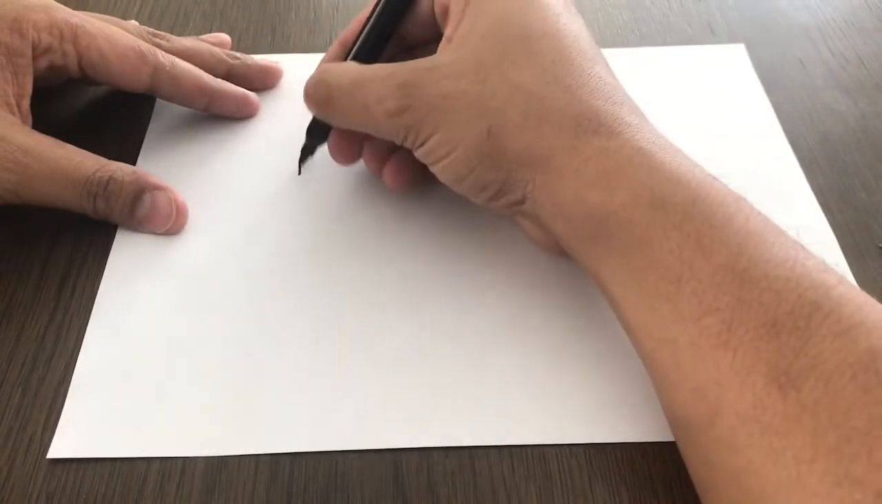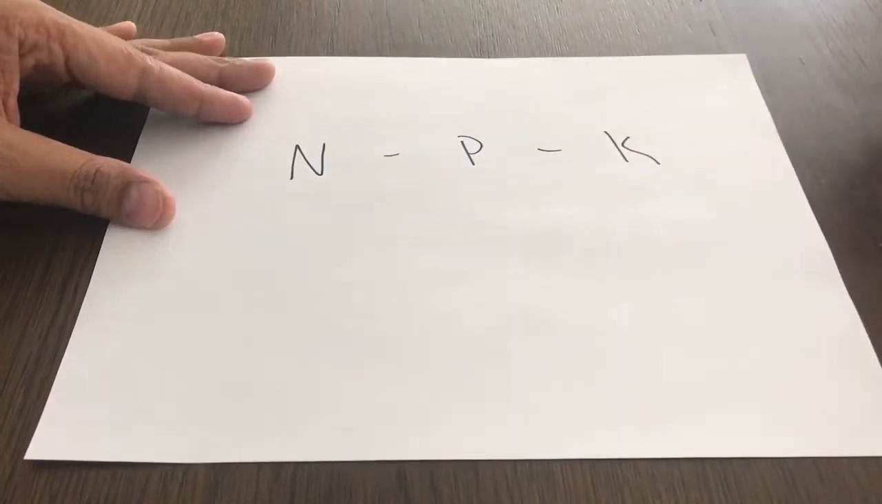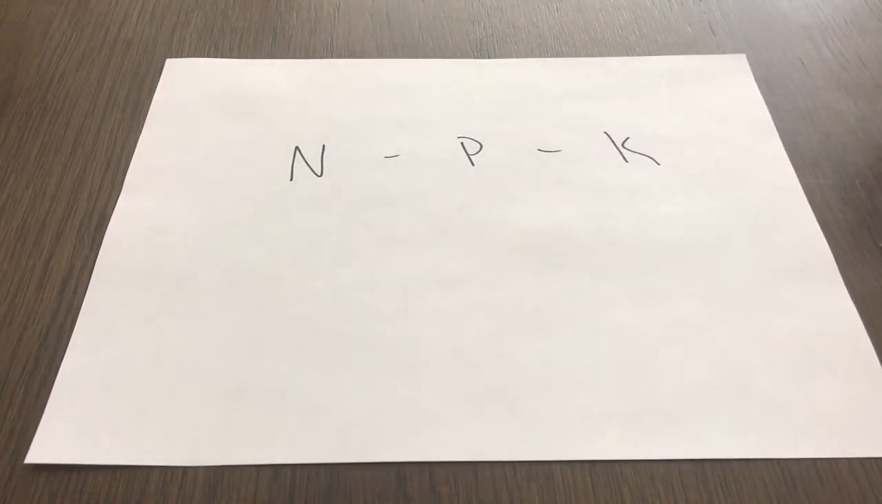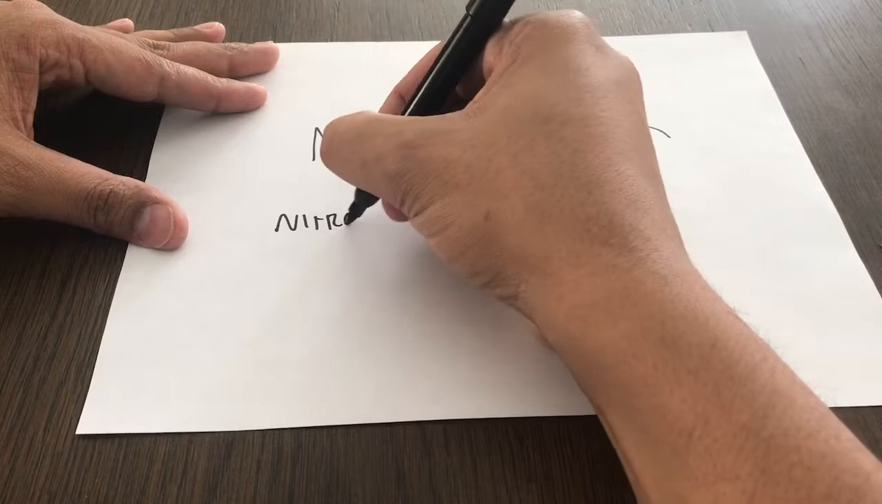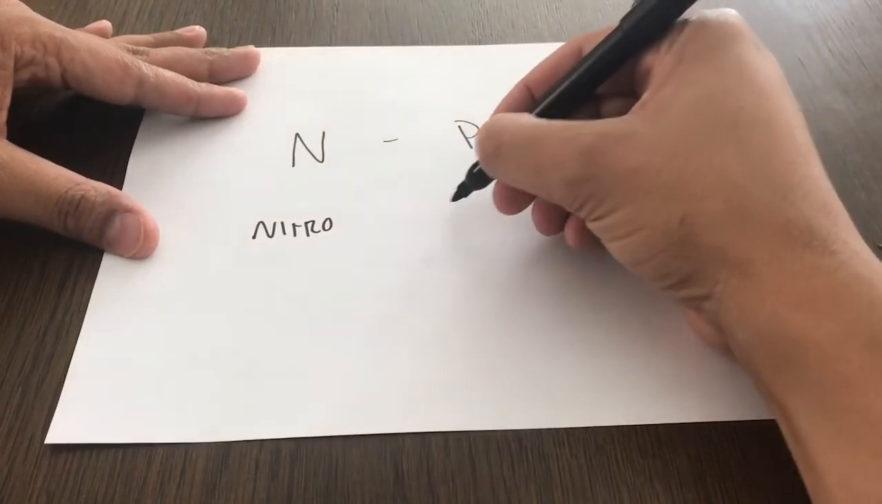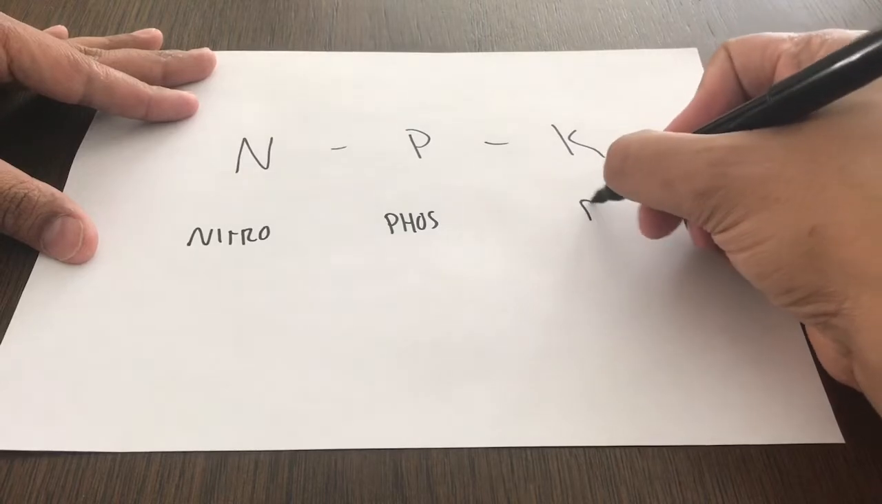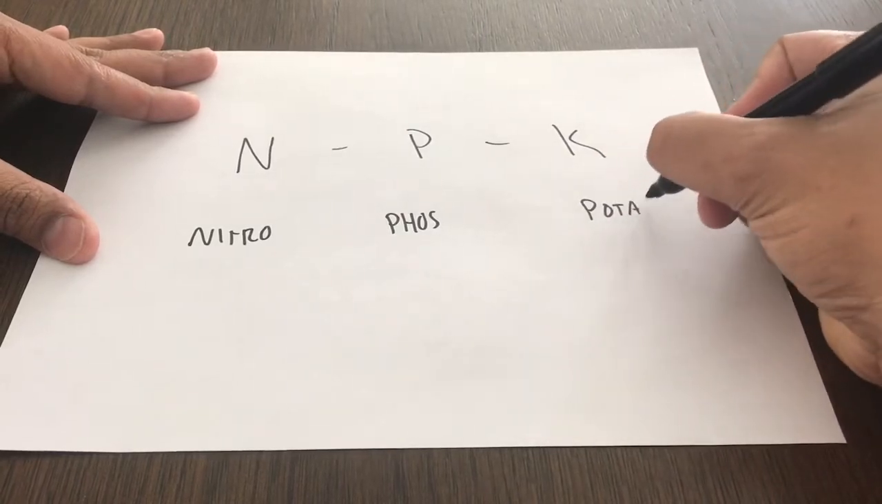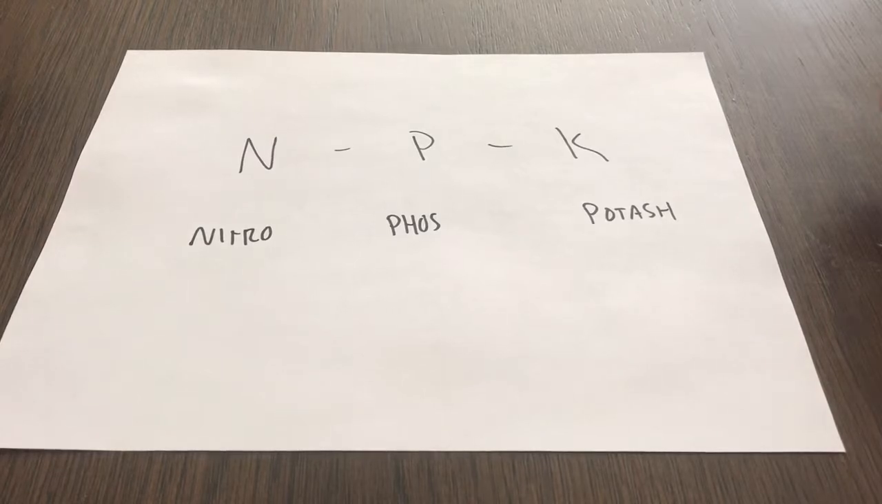Okay, so let's talk about the N, P, and K ratio. These are the 3 numbers that you're going to find on the back of a fertilizer bag. They represent the N, P, and K. The N stands for nitrogen. This is what promotes your vegetative growth. Phosphorus is what promotes your root growth. And the potassium, or potash, promotes overall health and disease prevention.